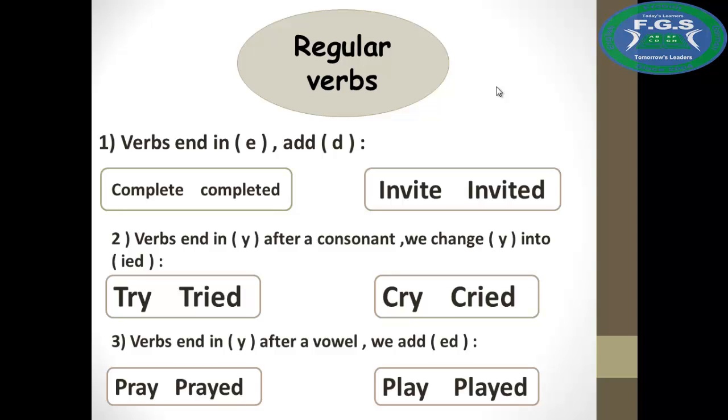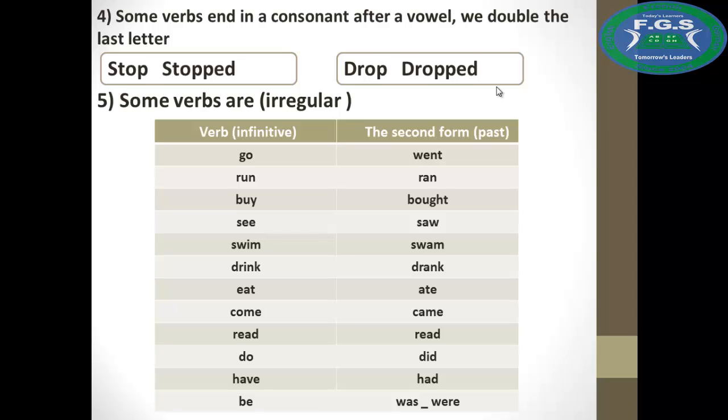Number three, verbs that end in y after a vowel. We just add ed. For example, pray, prayed, play, played. For example, they played a football match last Friday. Number four, some verbs end in a consonant after a vowel. We double the last letter. For example, stop, stopped. We put another p before we add ed. Another example, drop, dropped.